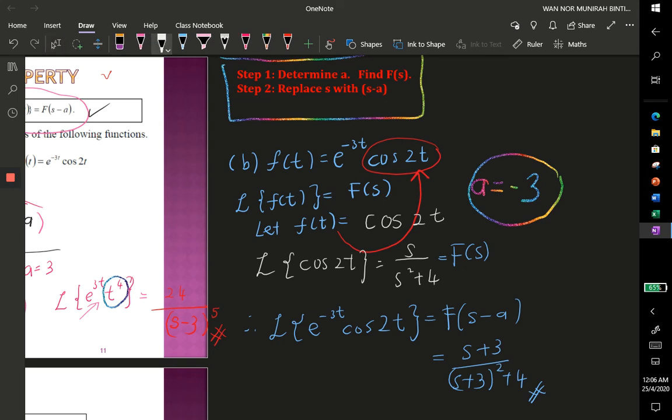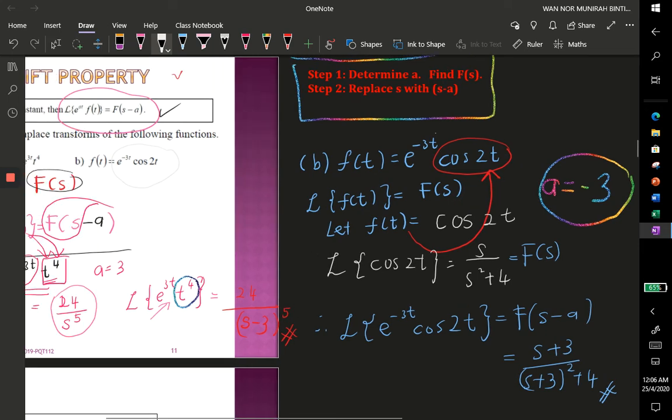So let us just discuss the second example. Given that f(t) equals e^(-3t) cos 2t. First of all, determine your a. Compare to the definition here. This is our definition of the first shift property. We know that this is our e^(at) and this is our f(t). You need to take the Laplace transform of your f(t) after this. So first define your a. Your a is negative 3.